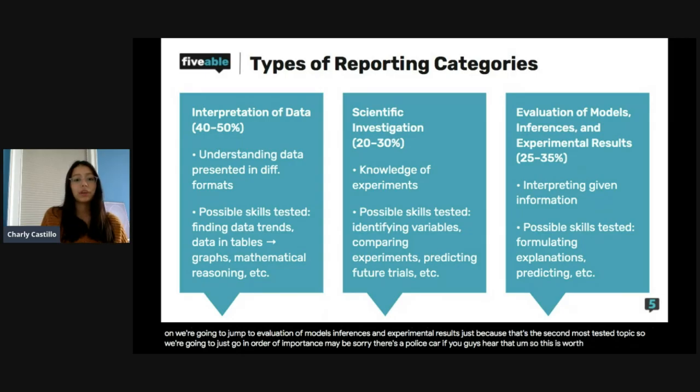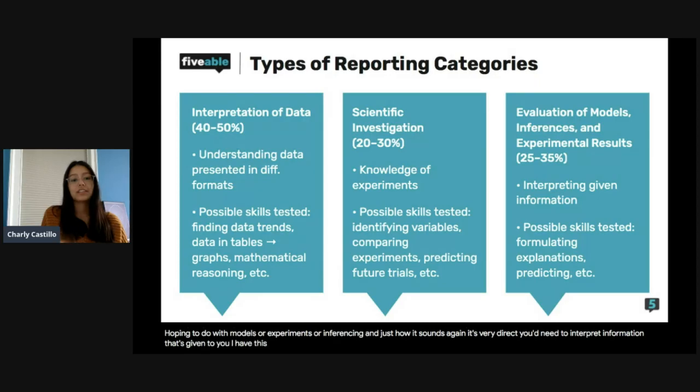So this is worth 25 to 35% of your entire exam. It's going to have something to do with models or experiments or inferencing. And just how it sounds, again, it's very direct. You need to interpret information that's given to you. I have this table, I have this paragraph, just trying to understand what it's saying and then using that information that you find in different types of situations.